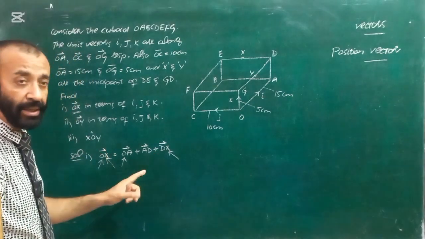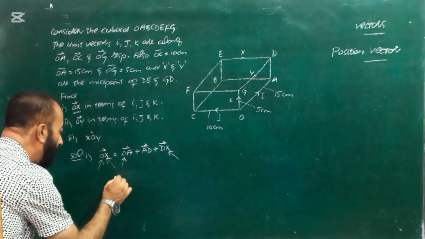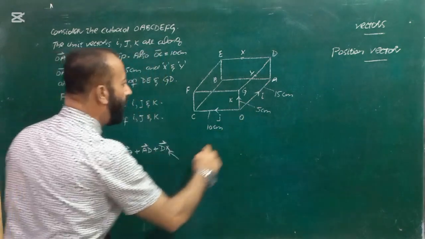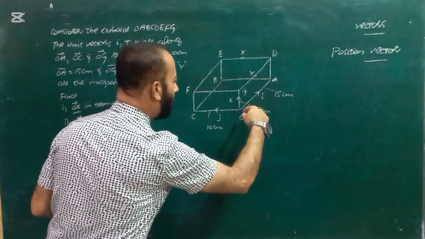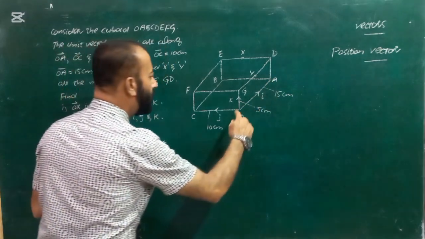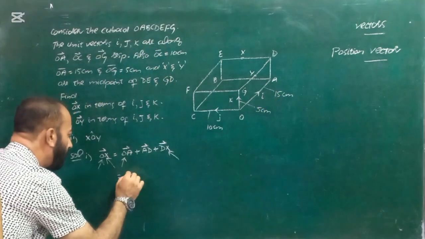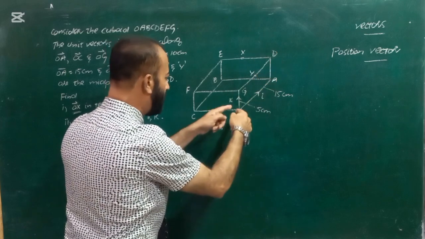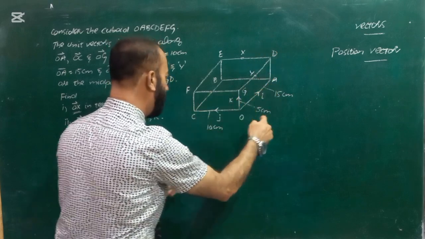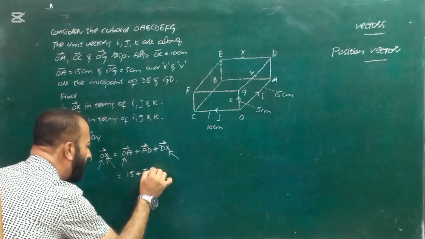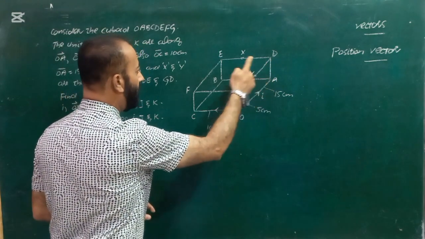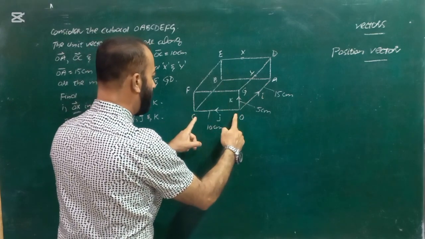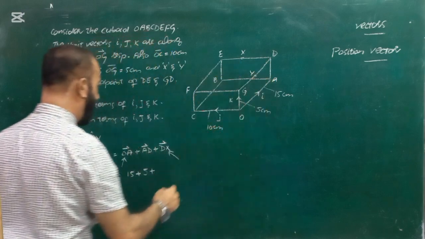Because these are vectors, we have to be very careful about the directions now. So OX is equal to OA, and the direction is along the vector I. So OA is equal to 15 I, plus AD, which is in the same direction, given as 5. Plus DX. DX is also in the same direction, but X is the midpoint. So if this is 10 total, then half will be 5.